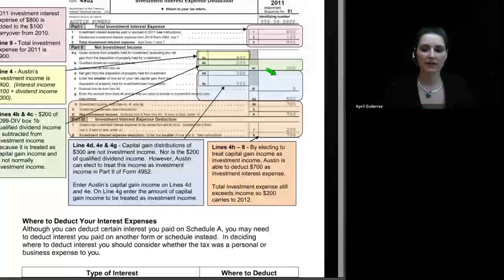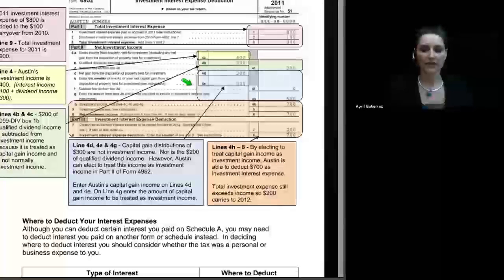But up here we have $900 of investment expense. So if we don't do anything special, our deduction is going to be limited to $200. So this would make sense for Austin Powers to be able to make an election to have his dividend and capital gain income treated as investment income. And he does that on lines 4D and 4E.